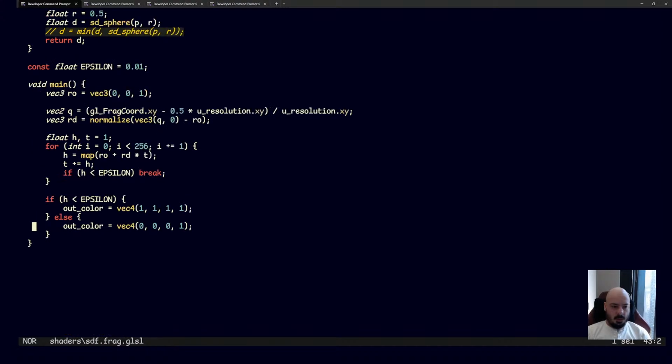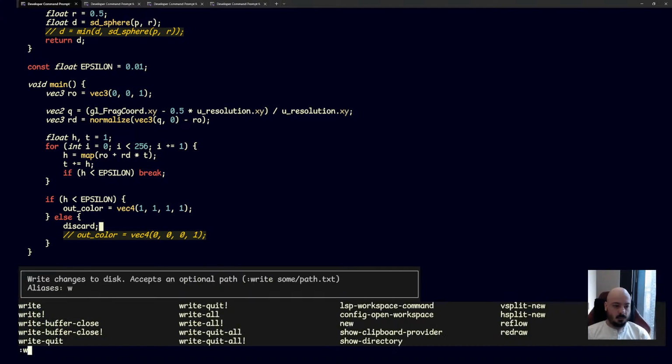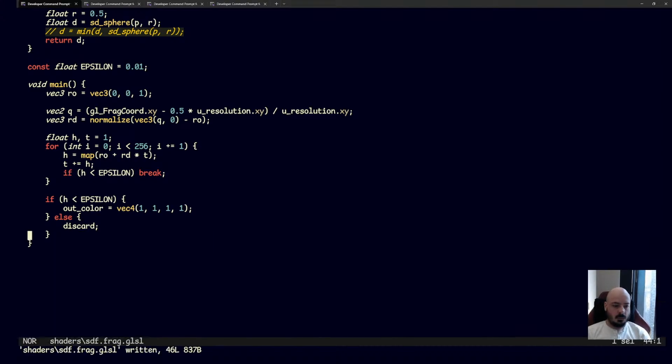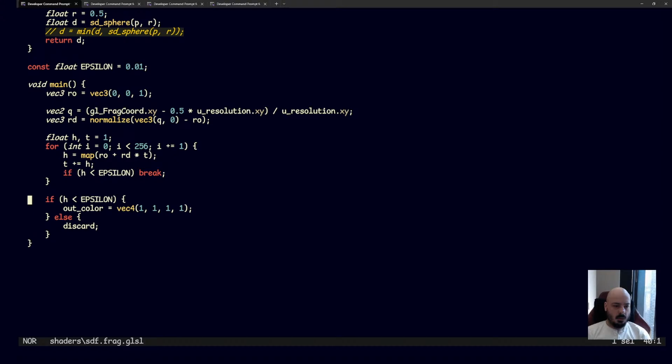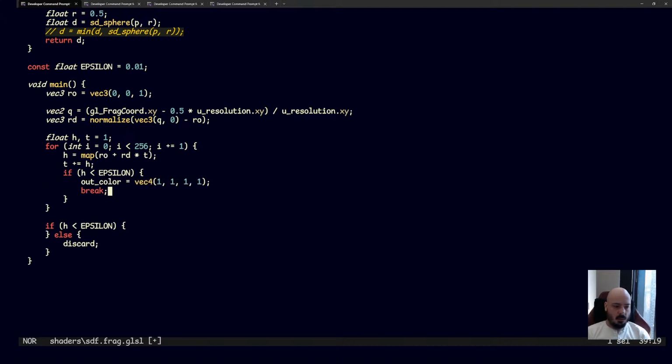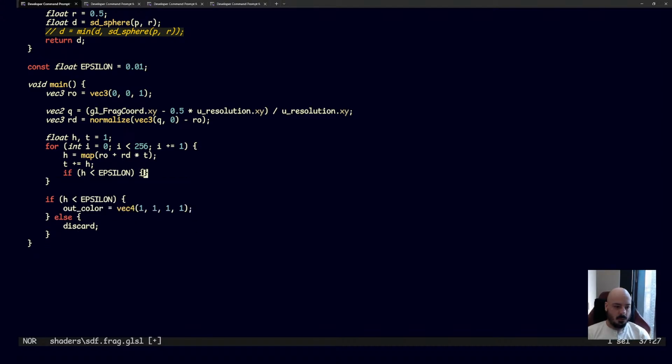Actually, now that I think about it, this could just be discard. And actually, this is kind of silly. We're checking again. This could just be if h is less than epsilon, then draw this and break. Actually, it doesn't really matter. Now that I see this, whatever, this is fine.